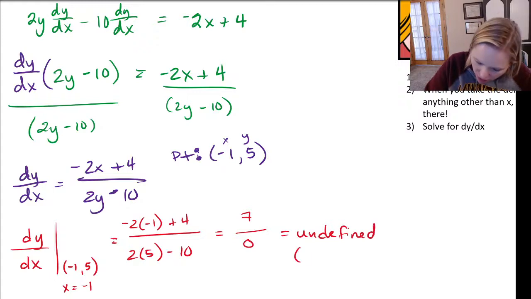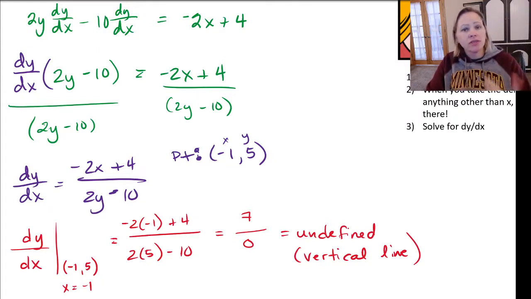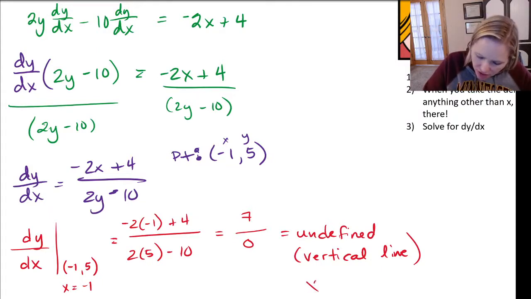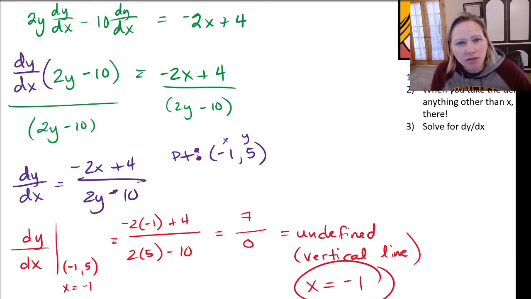So we have a vertical line. And the equation of a vertical line is x equals the x-coordinate. So the line that's tangent, sure enough, is x equals -1. Now this is what we predicted based on the visual.